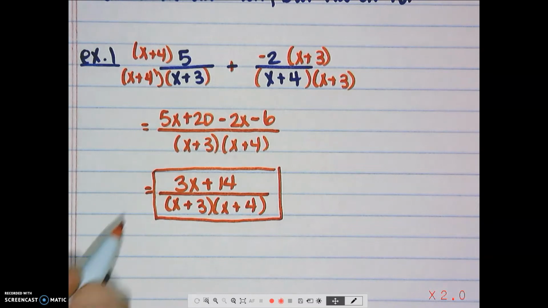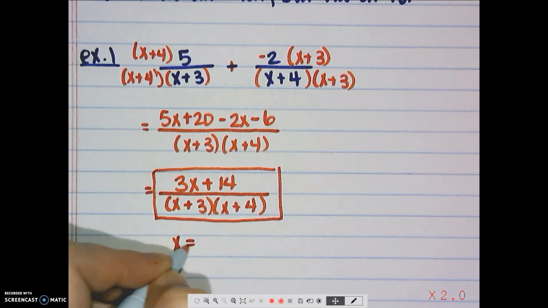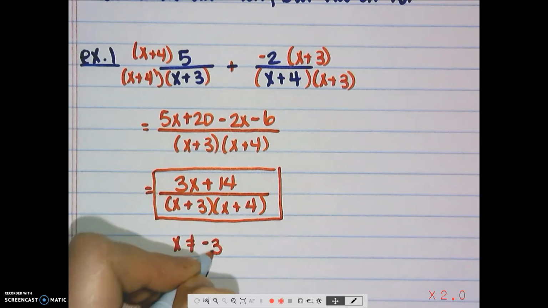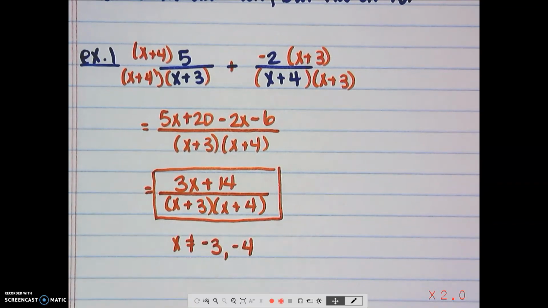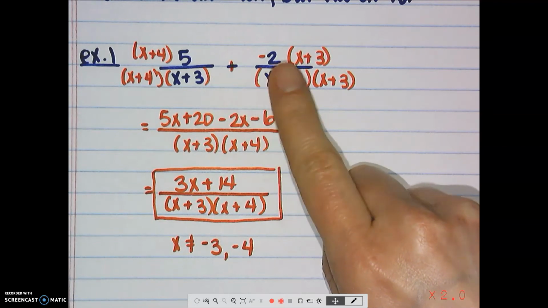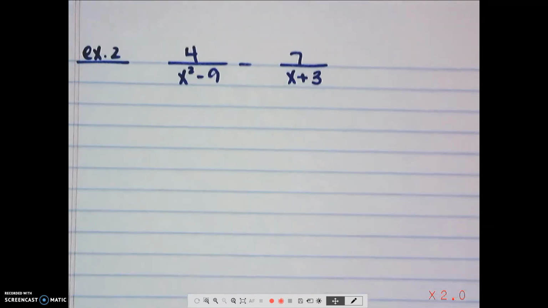Next part is to find our restrictions. So remember, we look on the denominator of our fractions for these, so x could not equal negative 3 and a negative 4. Okay, so as soon as we change that subtraction sign to addition and distribute that negative just to the numerator, then it's the exact same process that we did previously.